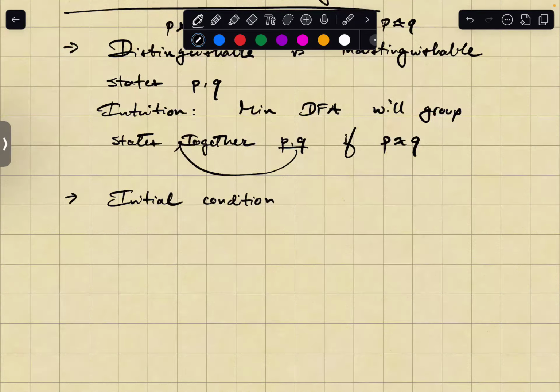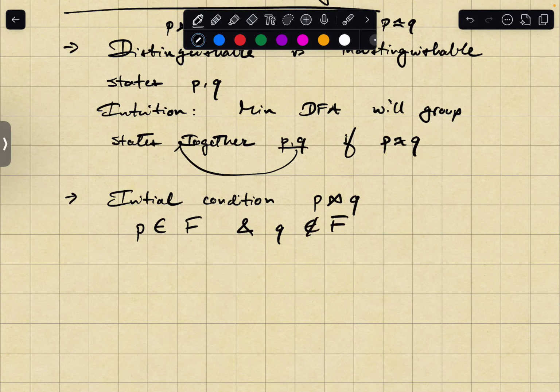So the initial condition for P being distinguishable from Q is if P is an accept state and Q is not an accept state. Right? Clearly that means they have different roles, because one is causing the machine to accept at that point, and another one is causing it to not accept at that point. Of course, this is commutative. It can also mean that P is not an accept state and Q is an accept state. So this is the base case, or the initial condition.